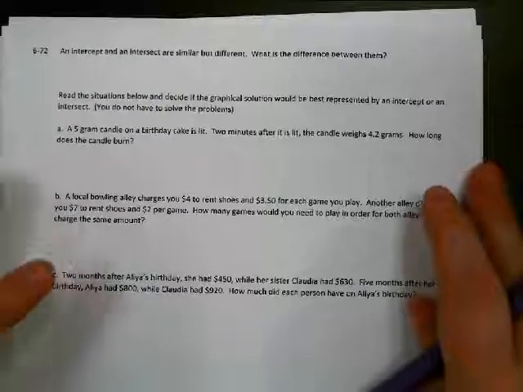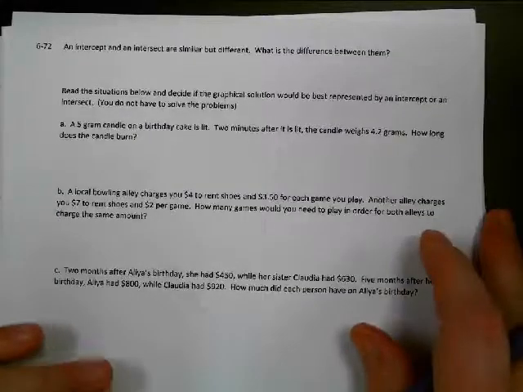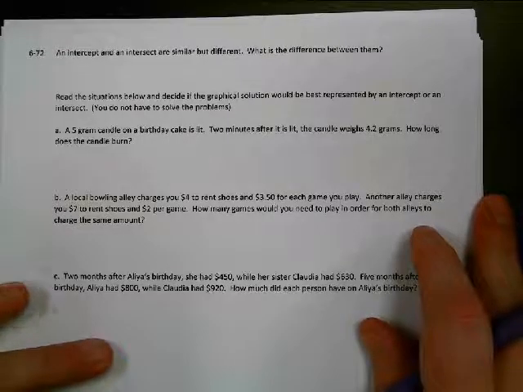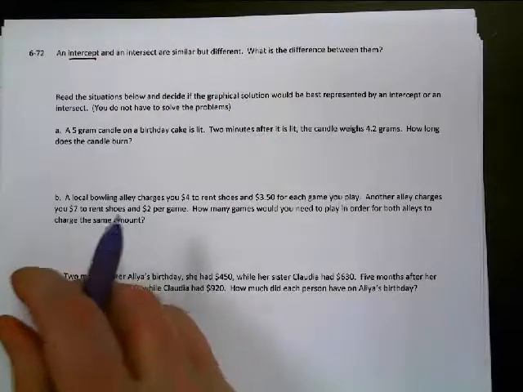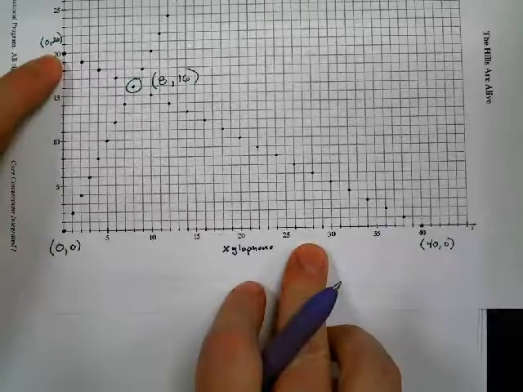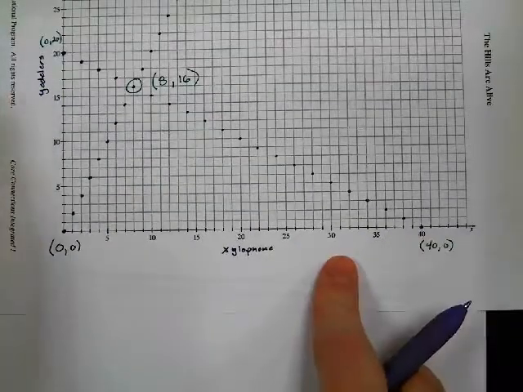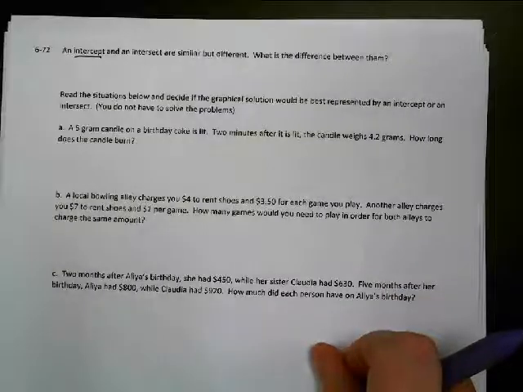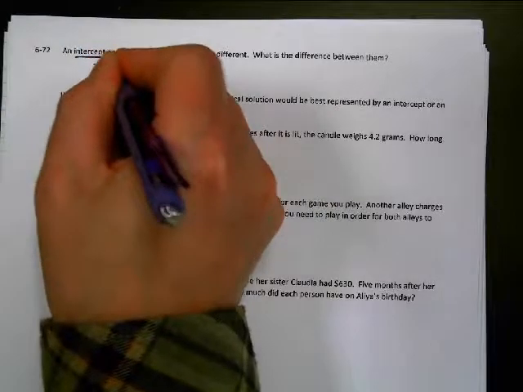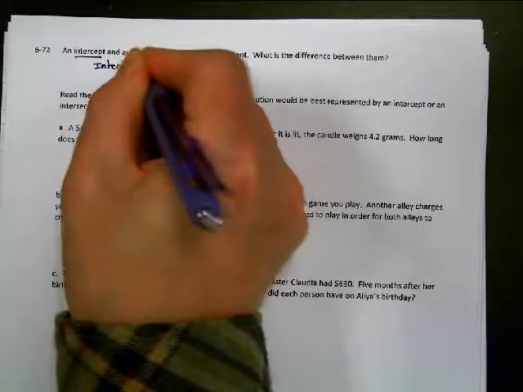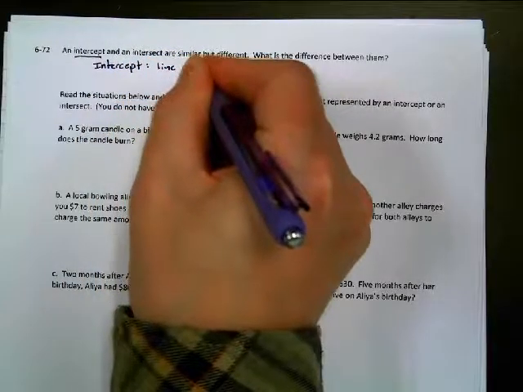An intercept, which is what we were just doing, and an intersect are similar, but they're different. So what's the difference between an intercept and an intersect? An intercept, these are what we were just doing. This point, this point, this point. An intercept is when a line crosses the x-axis or the y-axis. So an intercept, that's a line crossing the x or y-axis.